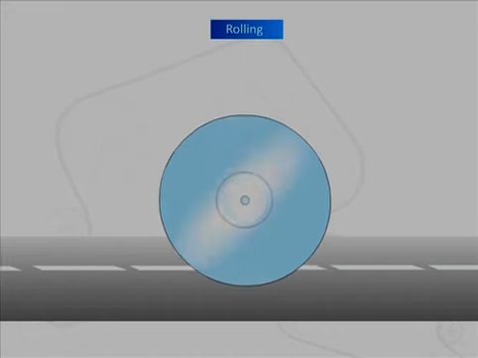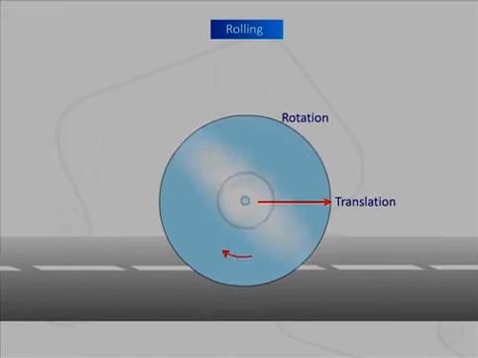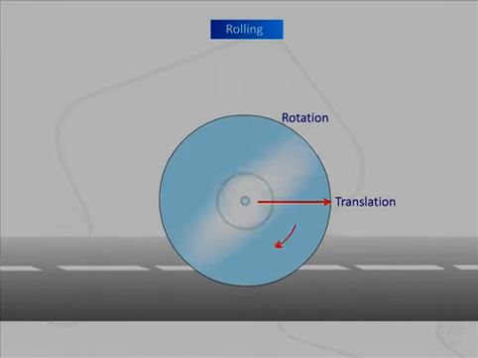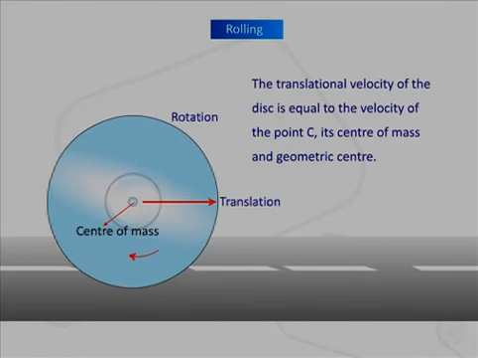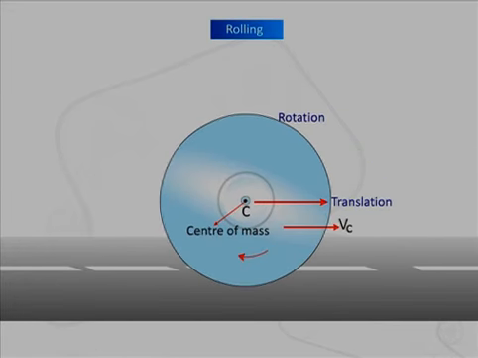Rolling is a combination of rotation and translation. Since the translational velocity of a system of particles is the velocity of its center of mass, the translational velocity of the disc is equal to the velocity of the geometric center of the disc. Let us name this point C and its velocity Vc. Vc is parallel in direction to the surface. The rotational motion of the disc is through the axis at C.